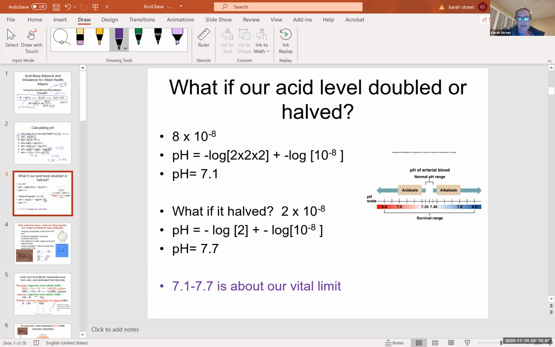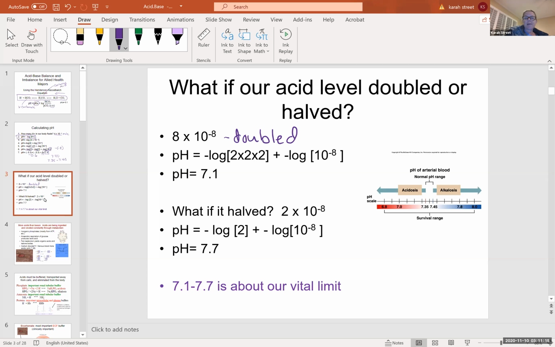What would it look like if our hydrogen ion concentration doubled? Well, if our normal is 4 times 10 to the negative 8, then a doubling would be 8 times 10 to the negative 8. And if our hydrogen content doubled, then that means our pH would go down.